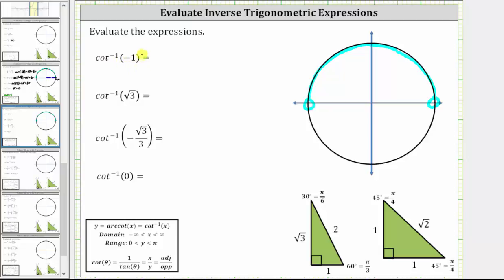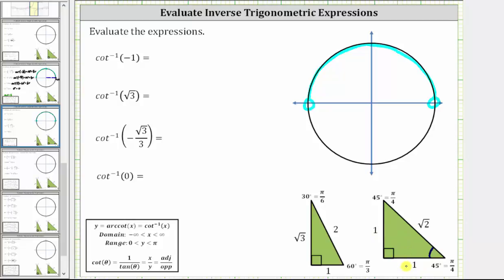Using the reference triangles, we begin by ignoring the negative sign for a moment and determine which angle has a cotangent function value of +1. Using right triangle trigonometry, cotangent theta is equal to the ratio of the adjacent side to the opposite side. Referring to the reference triangles, notice how the cotangent of 45 degrees, or pi divided by 4 radians, again is equal to the ratio of the adjacent side to the opposite side, which gives us 1 divided by 1, which is +1.